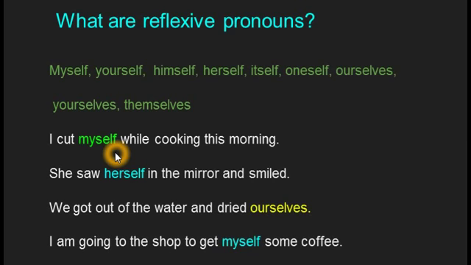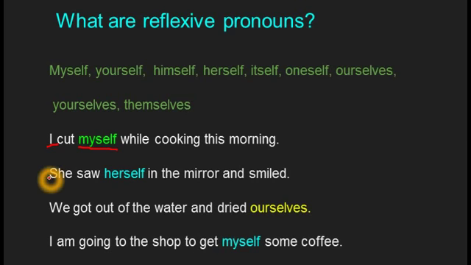What are reflexive nouns? Reflexive nouns are used in a sentence to refer back to the subject. In this example, I cut myself while cooking this morning. Myself is the object of the sentence and I is the subject of the sentence. Myself is a direct object. It is referring back to the subject of the sentence, I. In simple terms, reflexive nouns can be used when someone is doing something to himself.